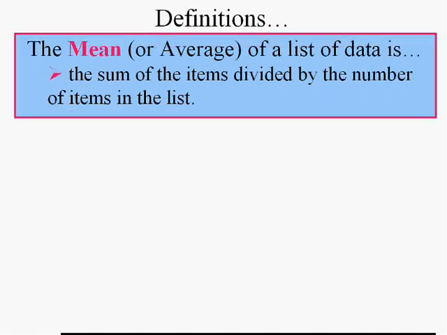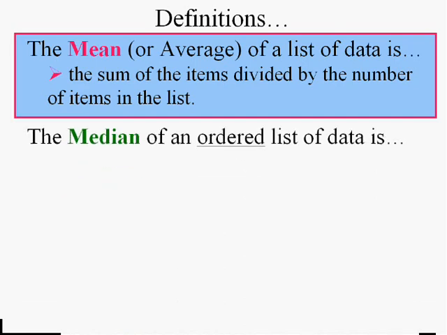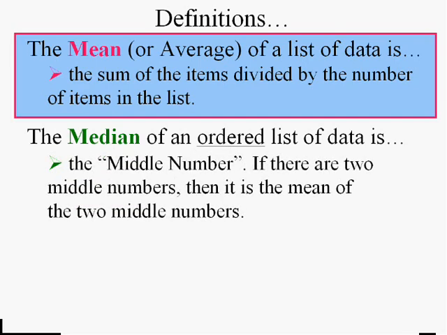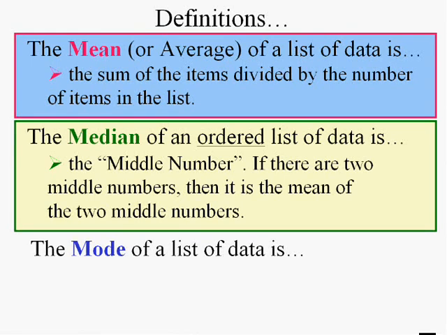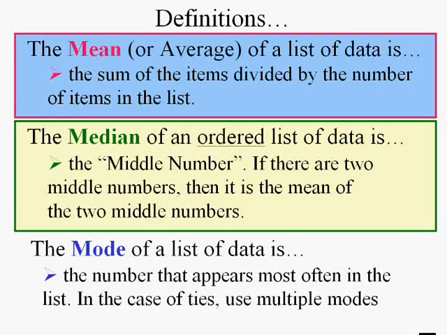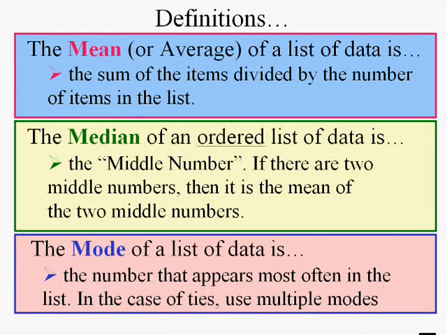Now, differentiate that from the median of an ordered list of data. Now, in this case, it has to be ordered. It is the number in the middle, the middle number. If there are two middle numbers, then it's the mean or average of those two middle numbers. And finally, the mode of a list of data is the number that appears most often in that list. If there's a tie, you can have more than one mode. Okay?